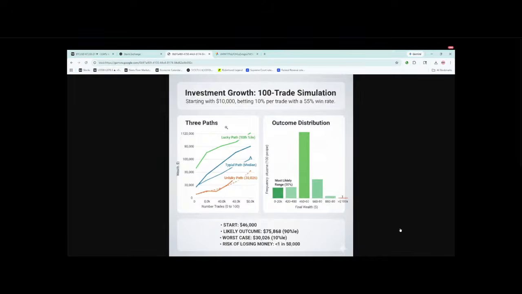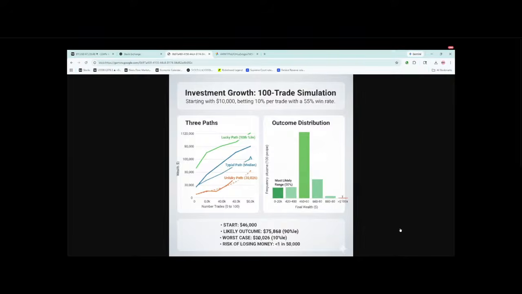So with just that little 20% difference you have in the take profit and stop loss, if you're disciplined, with the 55% win rate, which is not really the best, you're coming out positive every single time. The likely outcome, you'll take that $10,000 account to a $75,000 account in 100 trades. The worst case, right? You'll take 10,000 to 30,000 in 100 trades.